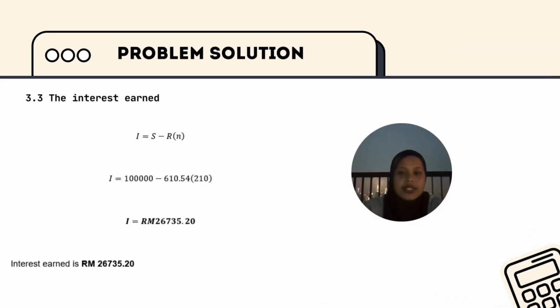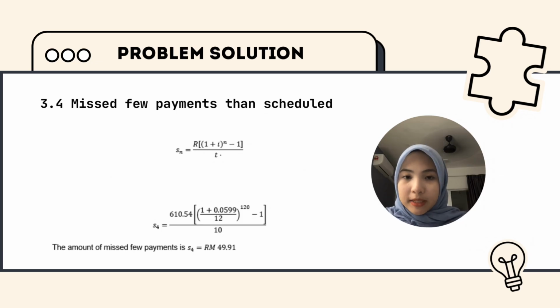For the next question, we have to find the interest earned. We already provide the formula, which is I equal to S minus R multiplied by N, which is I equal to 100,000 minus 610.54 multiplied by 120, and we get I equal to RM26,735.20, and the interest earned is RM26,735.26.